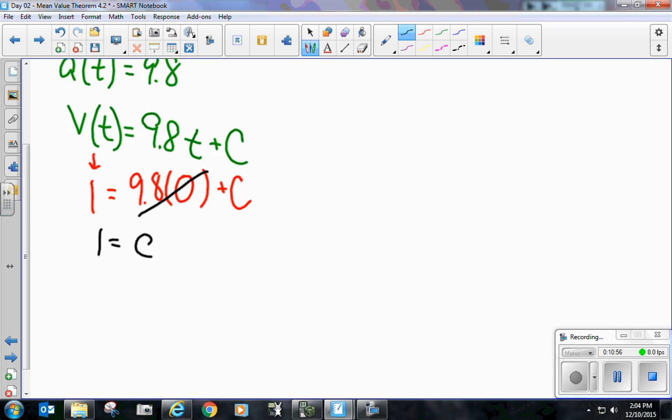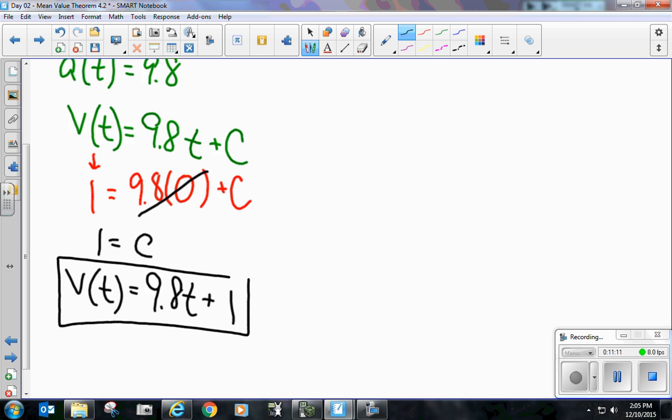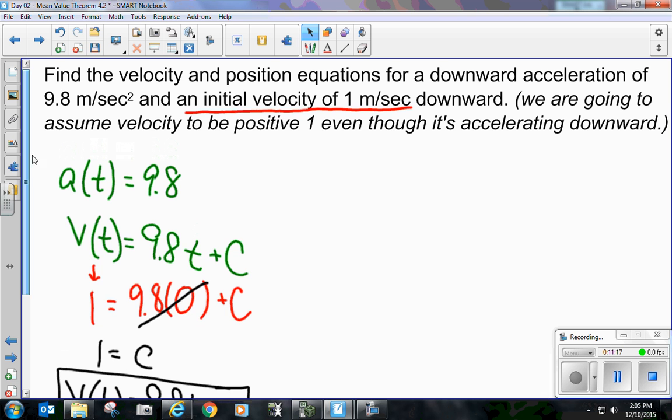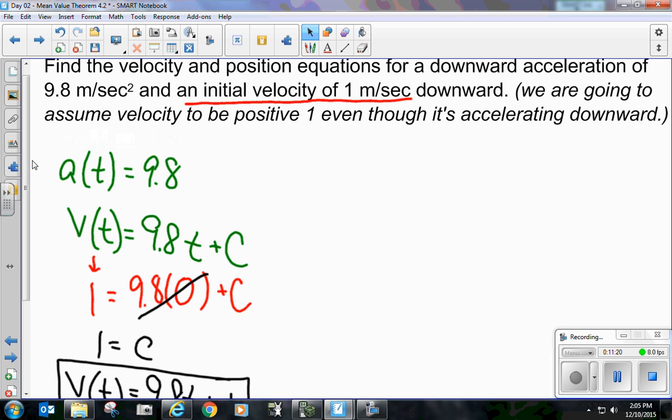So my new velocity equation to satisfy time 0, velocity 1, is 9.8t plus my c value, which is 1. That is velocity right there. But we still need the other thing. What's the other thing we need? We need the position equation.